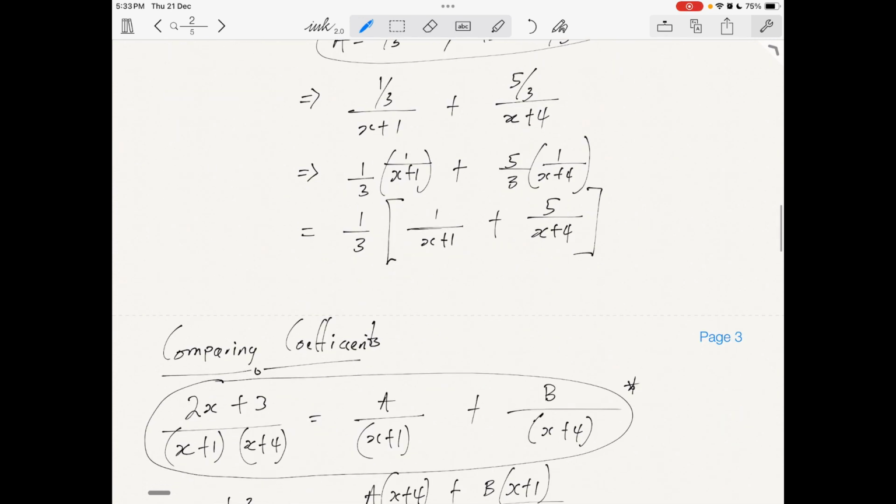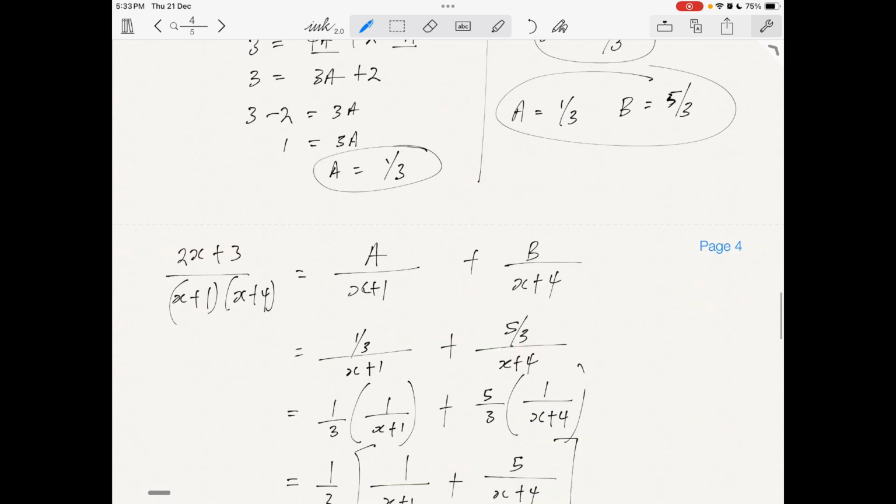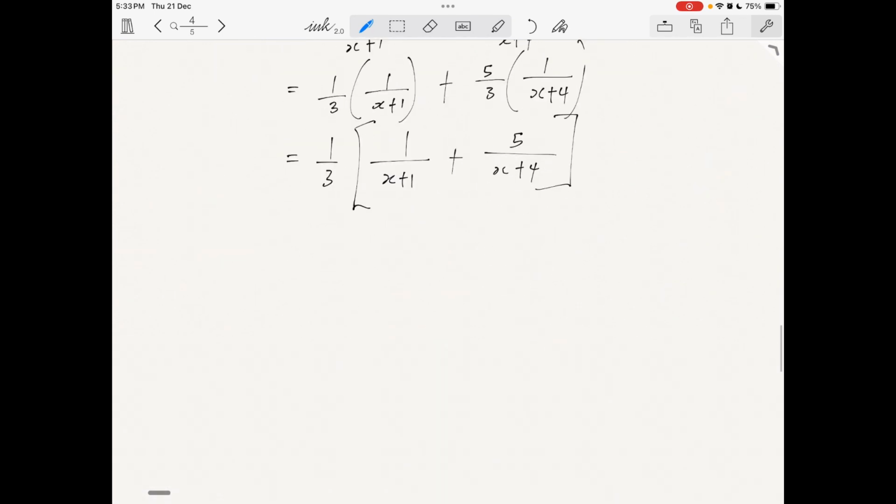So let's pick another question, that's question 2. We'll just stick to one method. We use comparing coefficients for this question, and for the next question again we will use the cover up method to solve it.